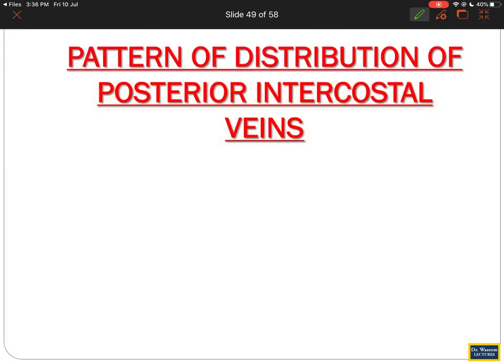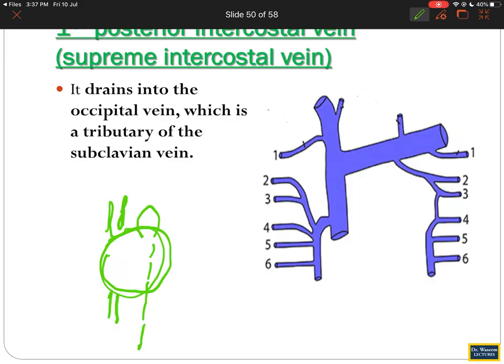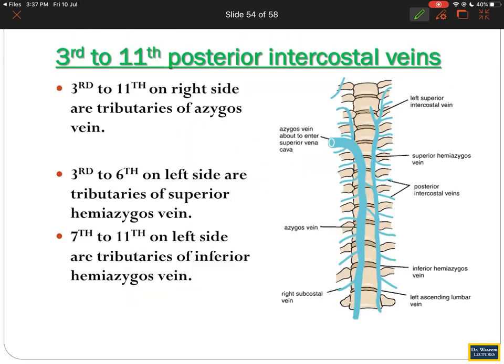Now about the posterior intercostal veins. Actually the problem here is that posteriorly, when the heart is lying in the middle, the superior vena cava comes from here and the inferior vena cava here. That means just behind the heart the aorta is present, but we don't have great veins as such. So the posterior intercostal spaces are looking for a separate drainage system, and it basically happens like this.